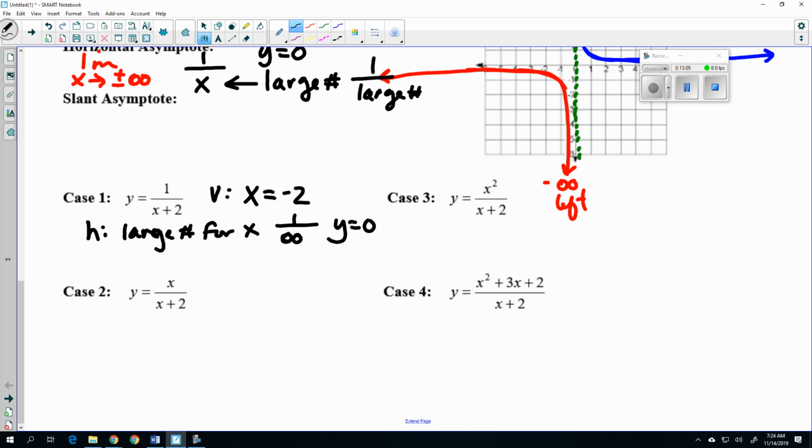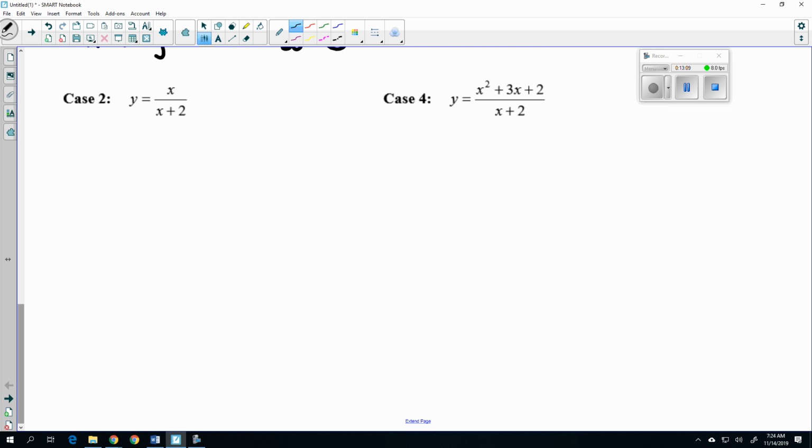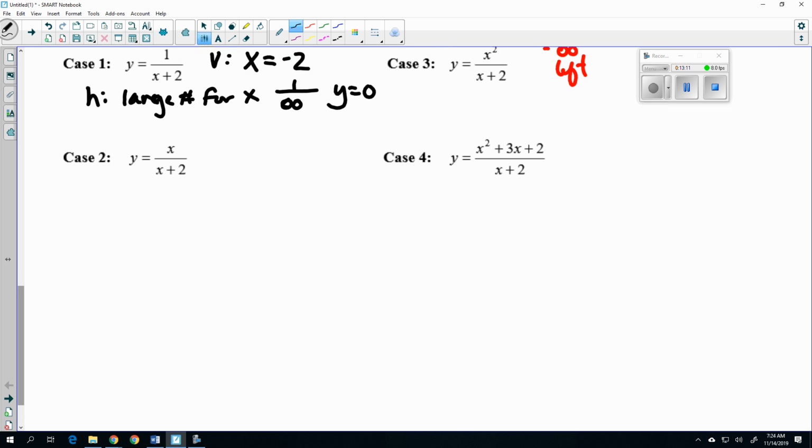Let's look at case 2. Okay, so there's 4 things that we're going to be looking at today, and then tomorrow we're going to practice. Today you just have to find these things. We're not going to graph today at all. Okay, could anybody tell me my vertical asymptote from our summary up above? Okay, so let's write it as x equals -2 because it is a vertical line.